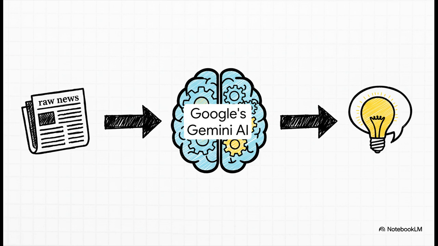Next up, step 2, and this is really the heart of the whole operation. We take that raw news we just gathered and we hand it over to an AI model. In this explainer, it's Google's Gemini. This is where the magic happens. It transforms a boring news item into a fully fleshed out content idea.